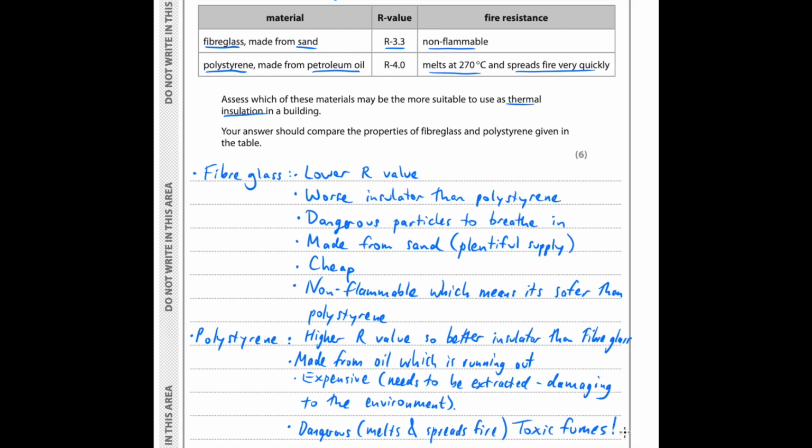Right, we've put loads of stuff there. You'll definitely get 6 marks. I think the important thing to realise is don't just quote the data, quote it and then say what that means and compare it to the other one.